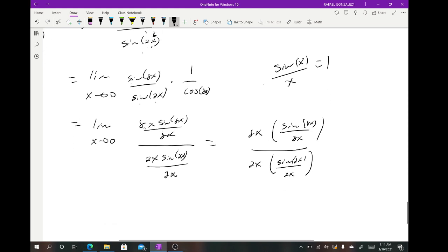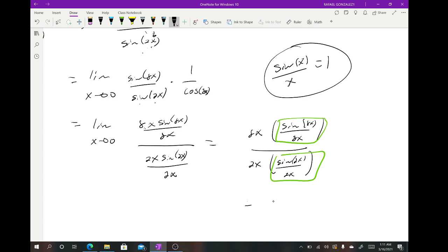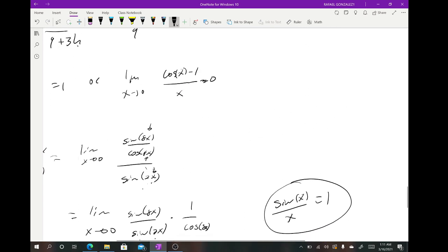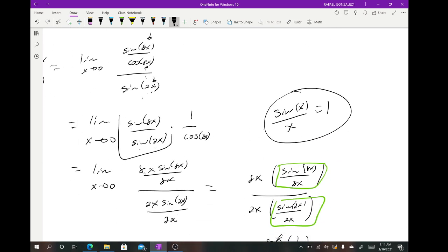And now, because of this rule, this piece and this piece will become 1. So I'm left with 8x over 2x times 1 over 1, which is simply equal to, the x's cancel out, and 8 divided by 2 is 4. So I'm left with 4 in the first expression right here.